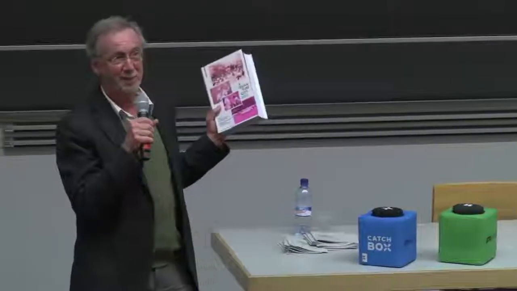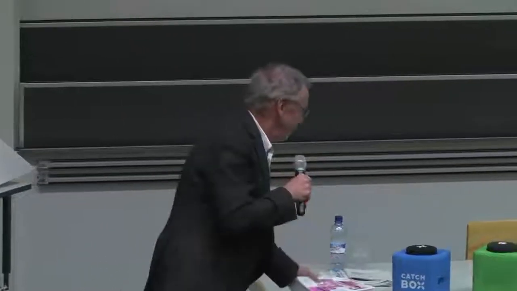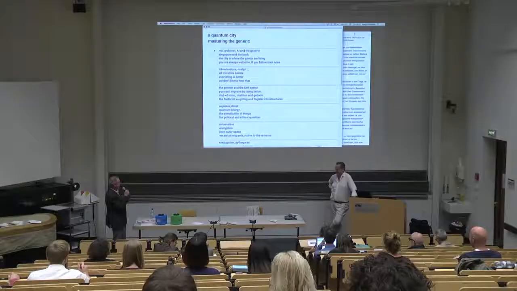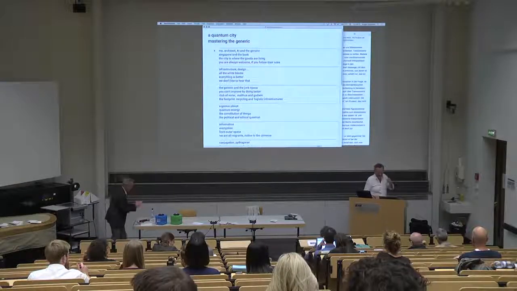But one thing I really want to show you, this is a book, as you can see. It's a thick book. It's a heavy book. It has more than 800 pages, and its title is exactly the same. I don't know the publisher, actually, but you will find it on the internet. I found it myself. And the title is exactly the same as the title of his talk tonight: A Quantum City, Mastering the Generic. Professor Hovestadt, welcome.